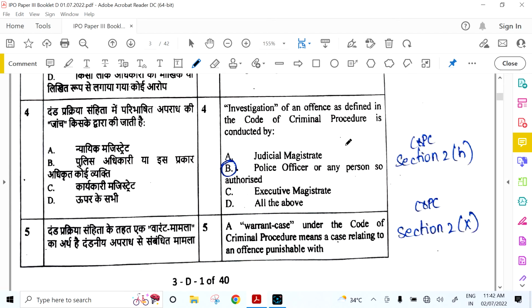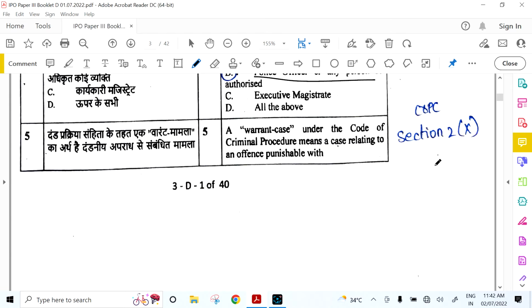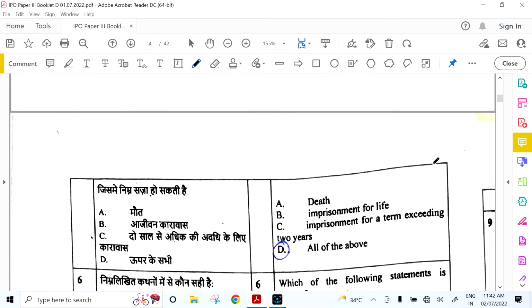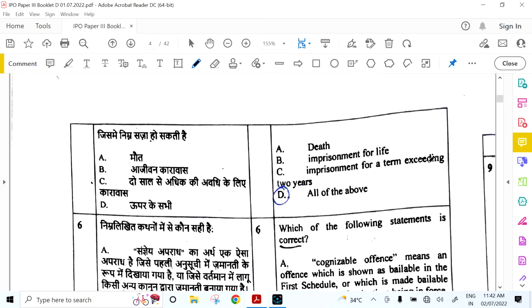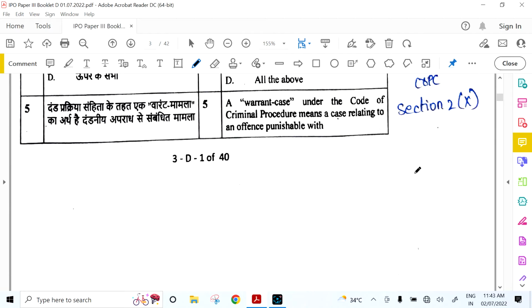Next question: investigation of an offence as defined in Code of Criminal Procedure is conducted by a police officer or any person so authorized to do under Section 2H of CRPC. Next question: a warrant case under the Code of Criminal Procedure means a case relating to an offence punishable with, under Section 2X of CRPC, the answer is all of the above, that is death, imprisonment for life, imprisonment for a term exceeding 2 years. All of these come under warrant case.